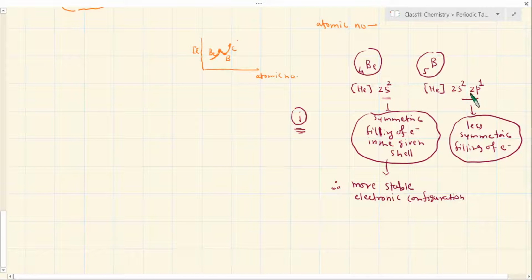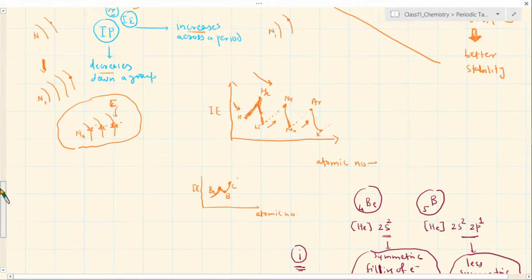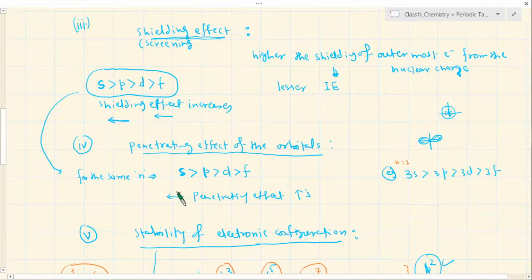Second difference, can you see that the last electron in this shell is in the s orbital here. The last electron here is in the p orbital. Now you have to consider another effect. Tell me, which orbital is more penetrating? S orbital is more penetrating. So the electron to be removed from the s orbital will be a bit more difficult compared to the electron to be removed from the p orbital. So this factor also you can add here.